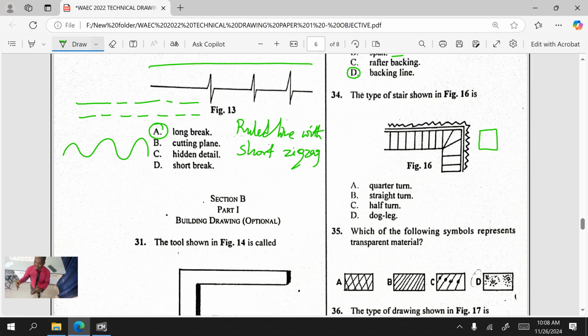If it turns like this, if it is a half turn, you will see the landing. You know what a landing is, right? Good. The landing should be a square or a rectangle like this. But since you are seeing the turn here like this, can you see that now? That is a quarter turn. So that's the difference between a half turn and a quarter turn.